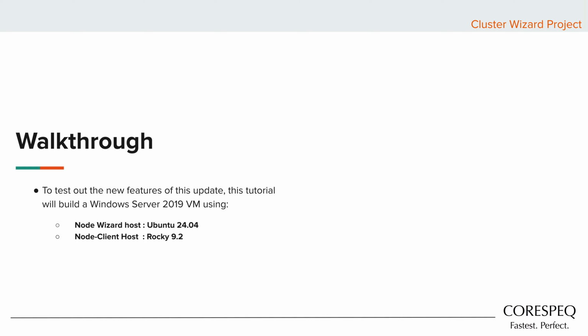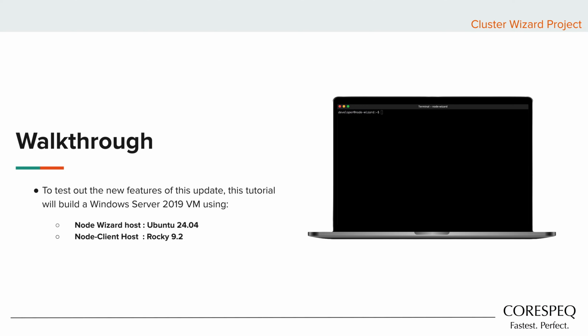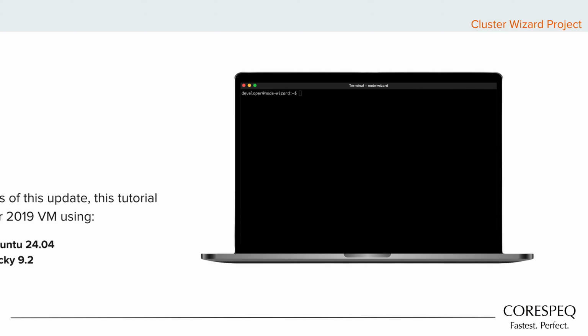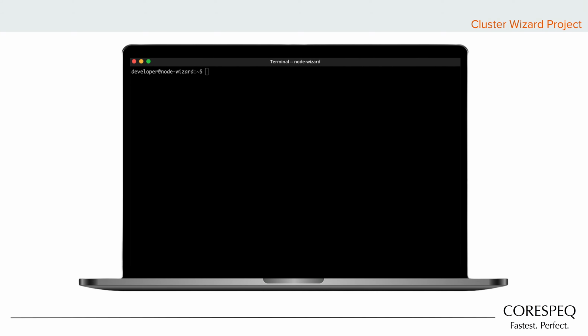Walkthrough. To test out the new features of this update, this tutorial will build a Windows Server 2019 VM on a Ubuntu 24.04 Node Wizard host with a Rocky 9.2 Node Client host. Along with this, we will explore steps to create and use a registration token and a way to securely access VMs using the randomly generated VNC password. Now we are ready to begin the walkthrough.